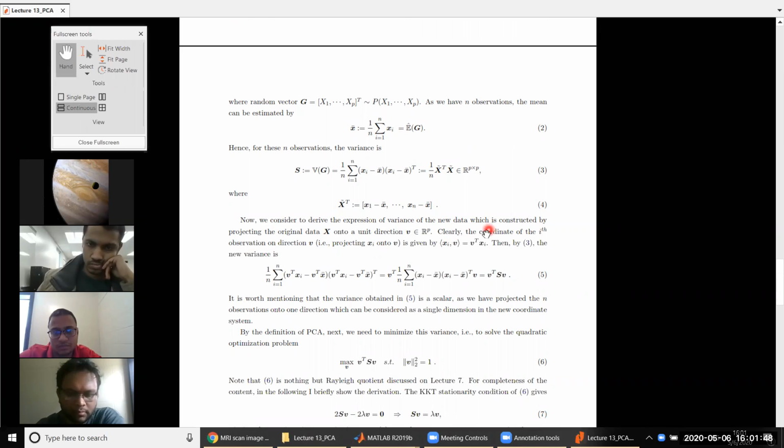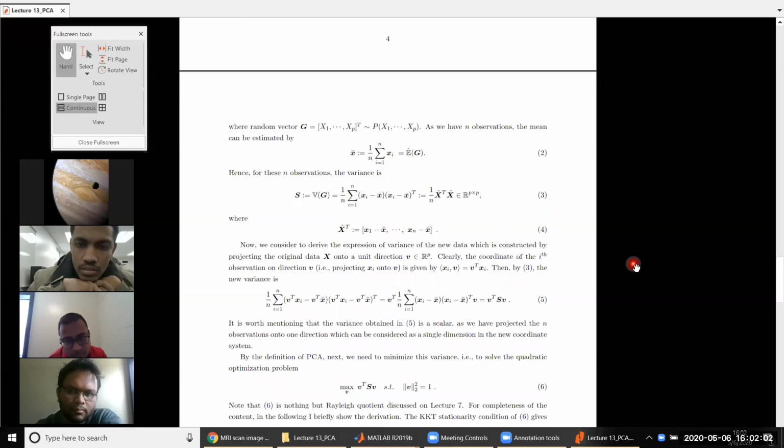The new data is constructed by projecting the original data onto a unit direction V. I don't know what this V is, and I want to get this V. Now let me ask you, what is the coordinate of projecting a data point xi onto V? Very easy. The coordinate is directly the inner product of xi and V, suppose V is known. Isn't it correct? In other words, this is the coordinate in the V direction. What I mean is this.